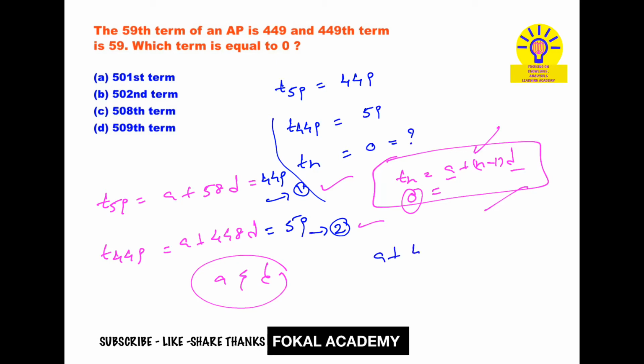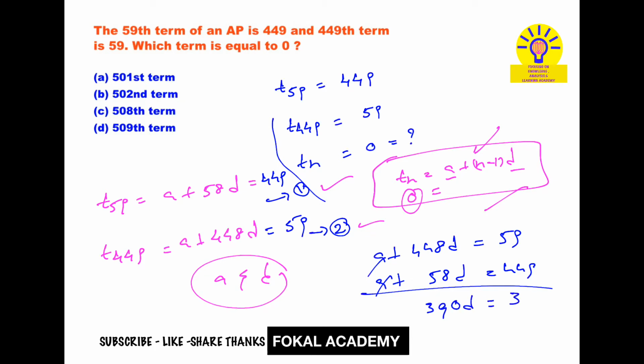Okay, now subtract 2 minus 1, then it becomes A plus 448 D is equal to 59. A plus 58 D is equal to 449. Here A cancels, this is 390D is equal to minus 390. Then the common difference is equal to minus 1. So D becomes minus 1.